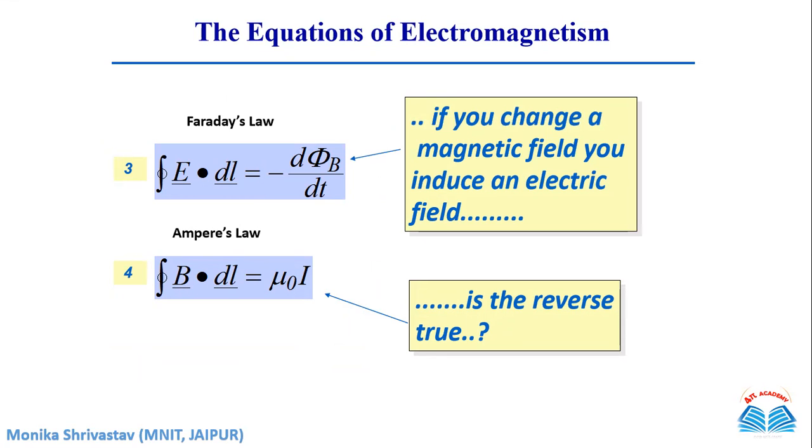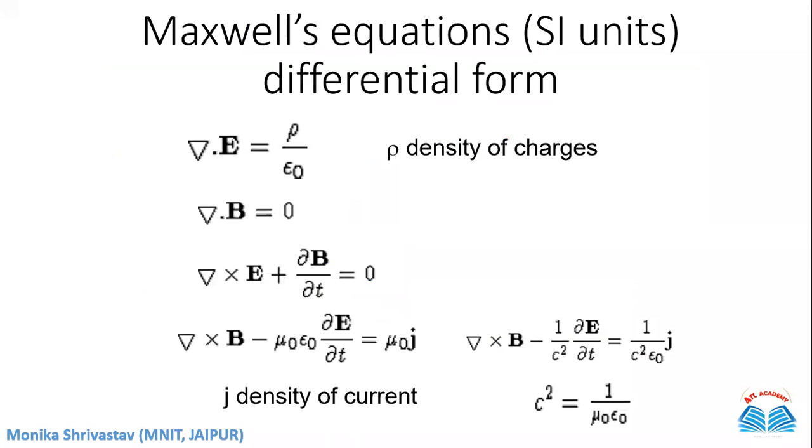The fourth one is Ampere's law. So the closed integral of B dot dl equals mu naught I. Now the question is, is the reverse true? Does mu naught times I always equal the magnetic field's line integral? That is not always true; it depends on the position. Now these are the four Maxwell's equations.